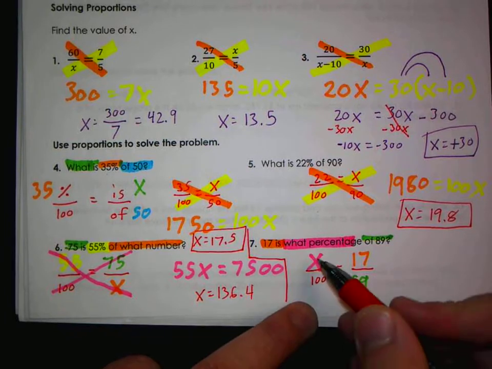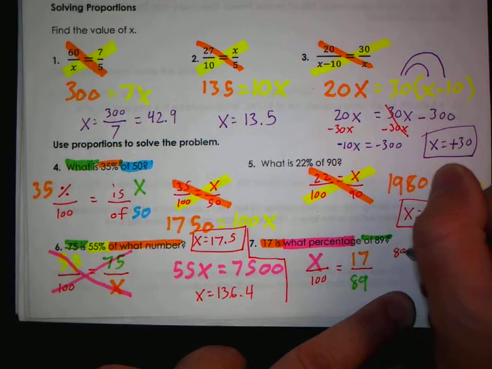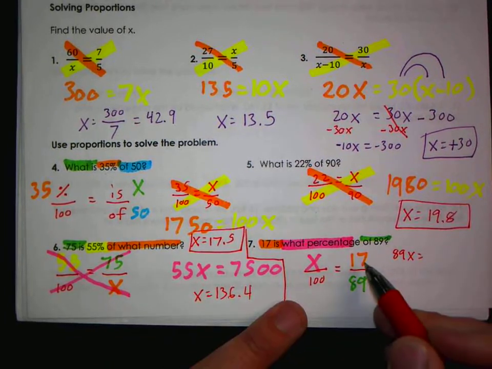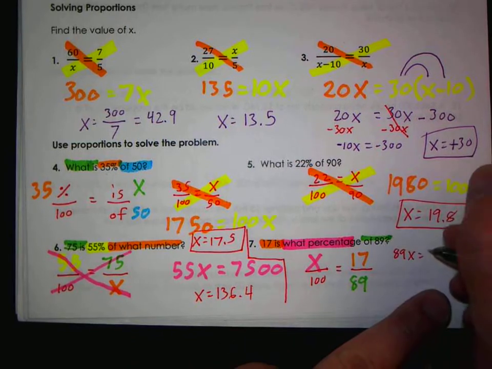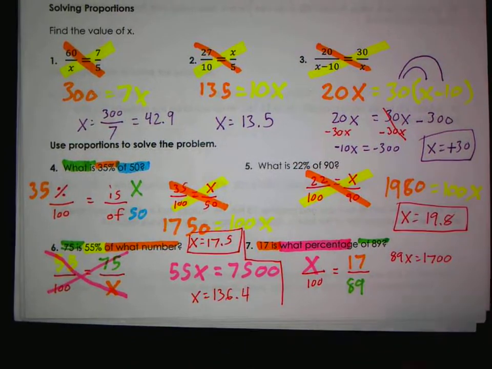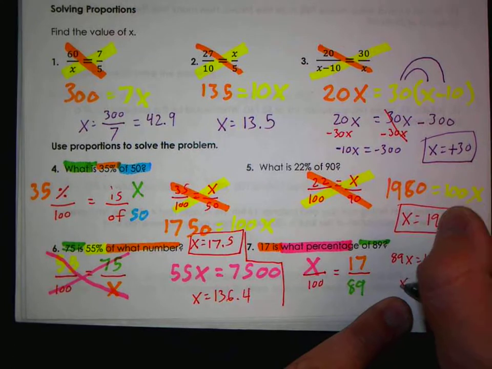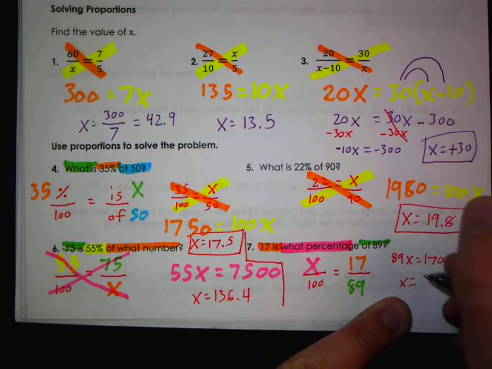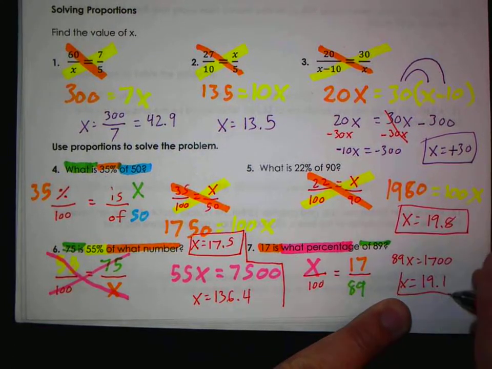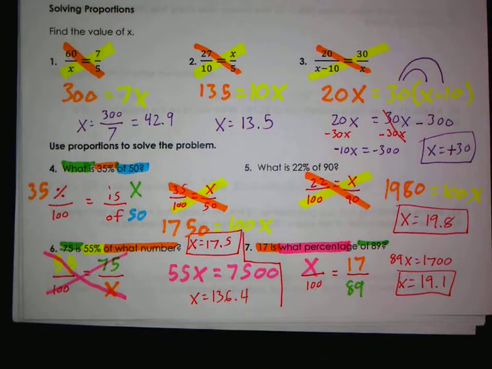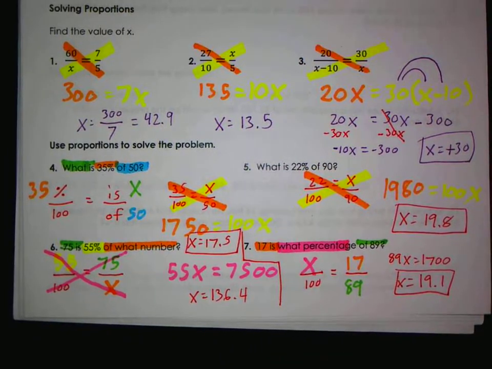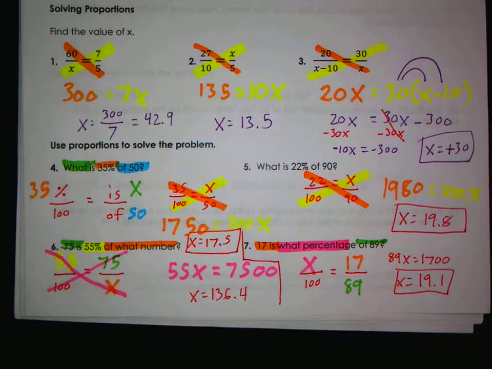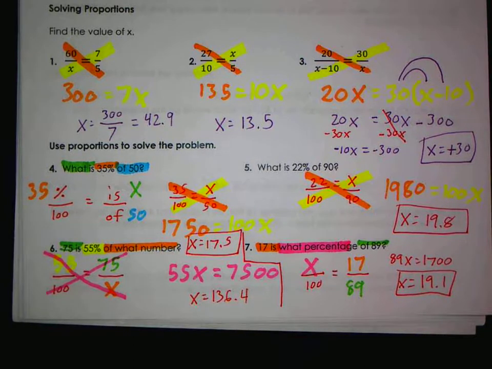Do the math, 89x equals 17 times 100, which means 17 with two zeros. Divide by 89 on both sides, and you get around 19.1. You all remember this from grade school? Yeah? It's good. It's a good refresher. If you take the ACT, there's a lot of percents on the ACT.